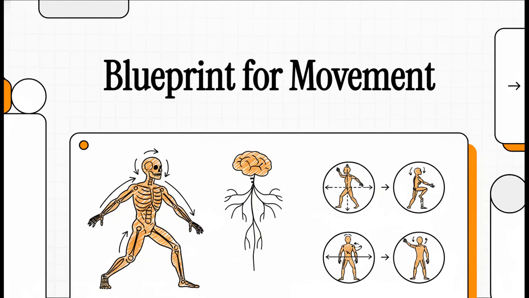Have you ever stopped to think about how a boxer's knockout punch and a ballet dancer's graceful leap can be described using the exact same scientific language? Well, today we're going to decode that universal blueprint for all human movement.